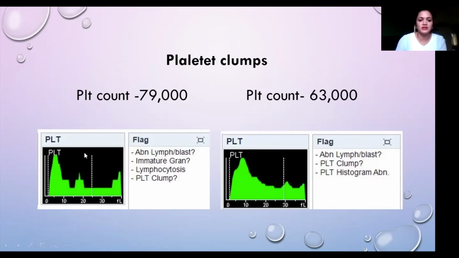So the same platelet clumps which were seen in our study had different patterns, such as this multiple peak in majority of them. And here you can see the serrated curve in a patient of platelet count 63,000, and flagging was consistent for all of them, that is platelet clump.